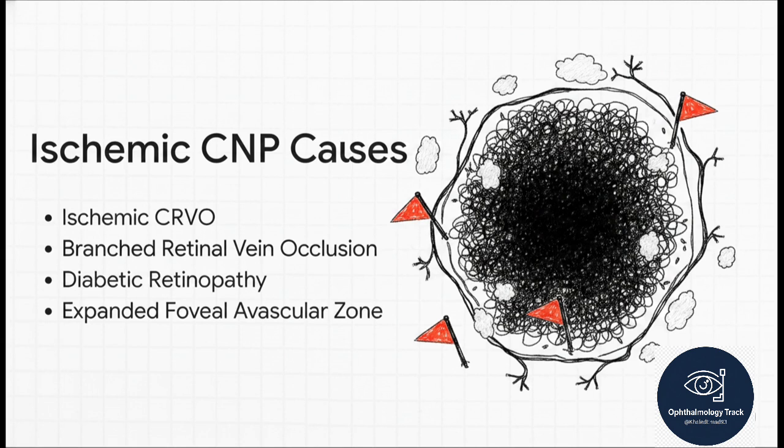So where are we actually going to see this capillary non-perfusion in practice? Mostly in ischemic conditions. Let's think about a central retinal vein occlusion, a CRVO. You can have a non-ischemic type, right, where you mostly just see blocked fluorescence from hemorrhages. But if you have an ischemic CRVO, the presentation is drastically different. Clinically, you'll see cotton wool spots, and on the angiogram, you're going to see a massive black hypofluorescent background because the capillaries have totally dropped out. I mean, it practically screams severe ischemia. You're also going to see this capillary dropout in branched retinal vein occlusion, severe diabetic retinopathy, and even as an abnormal expansion of that foveal avascular zone we talked about earlier.